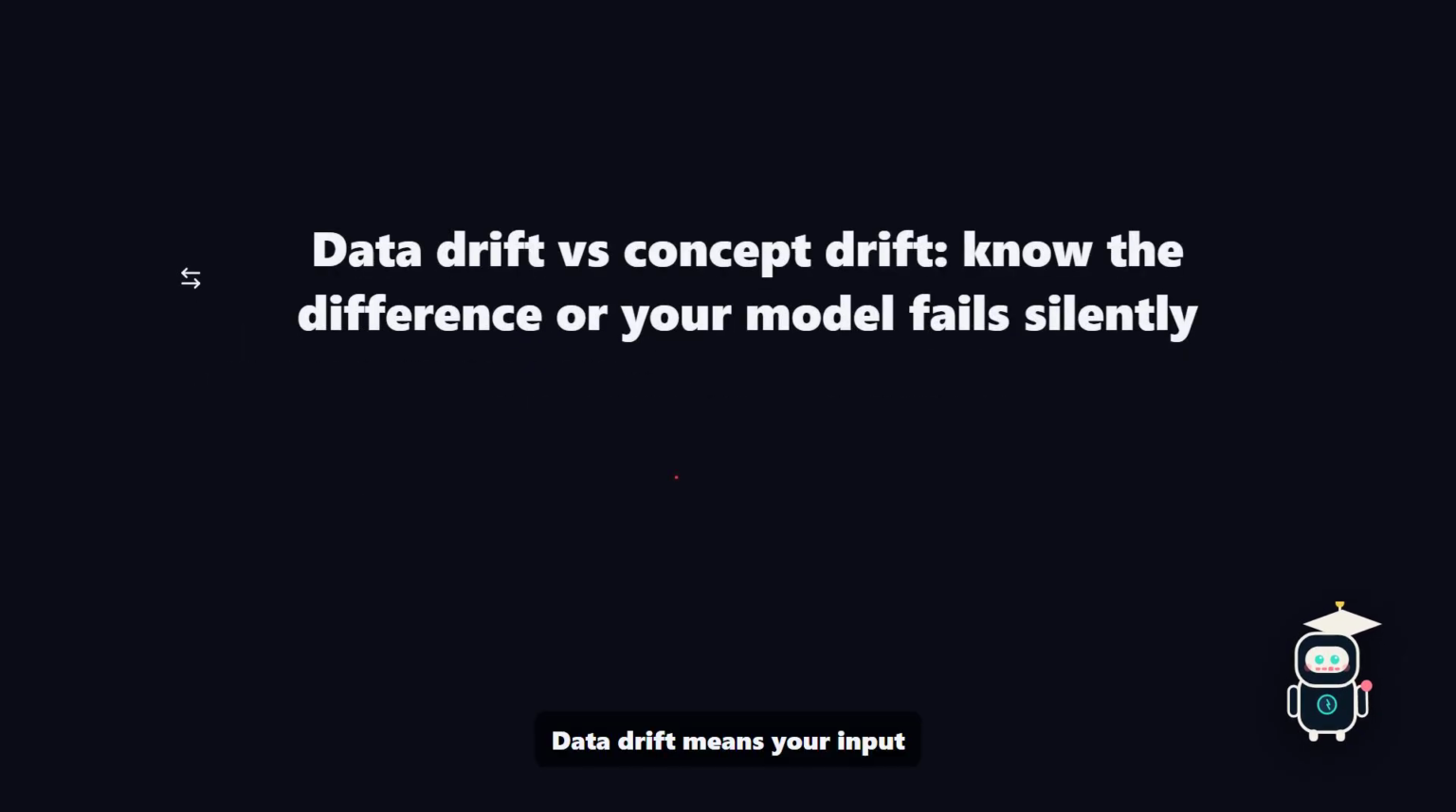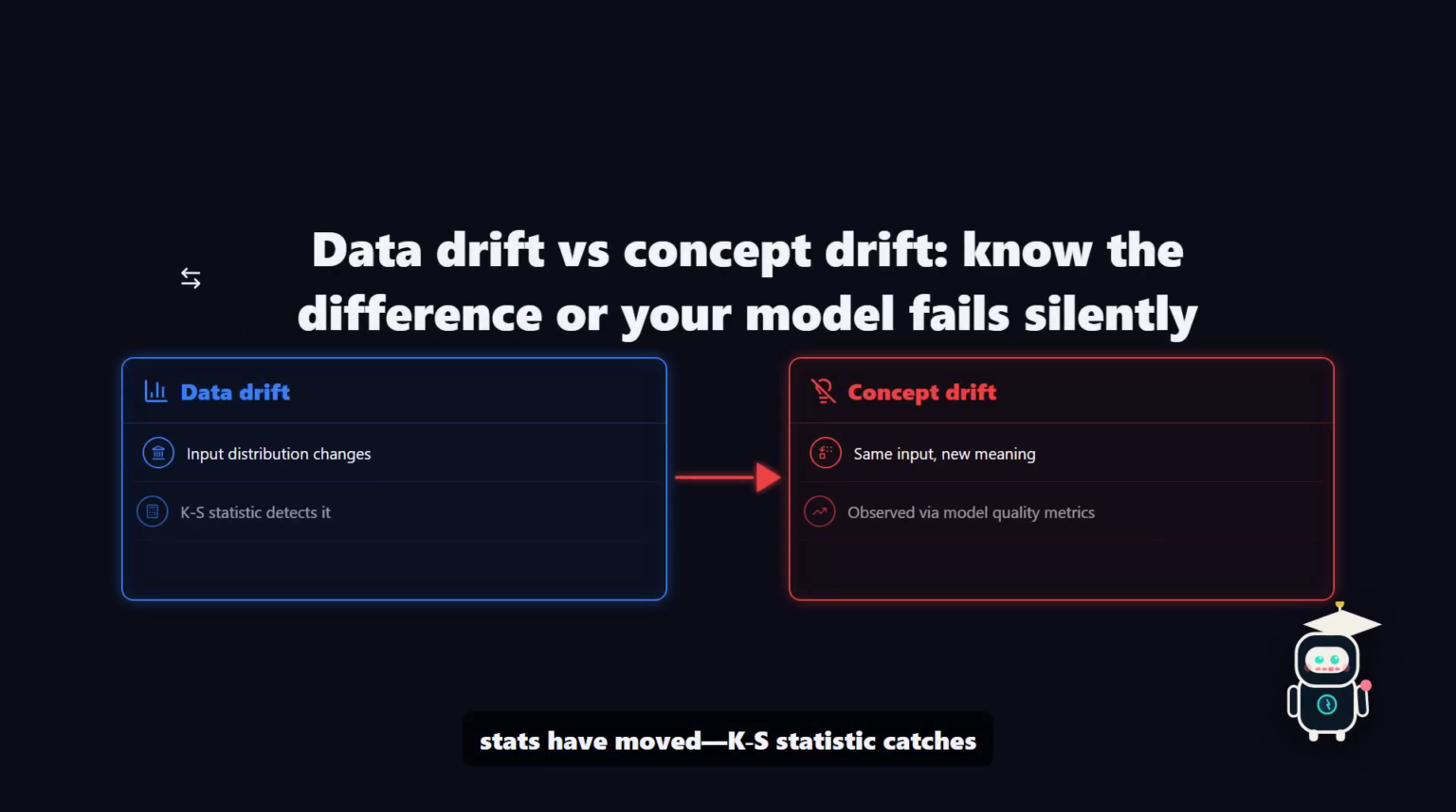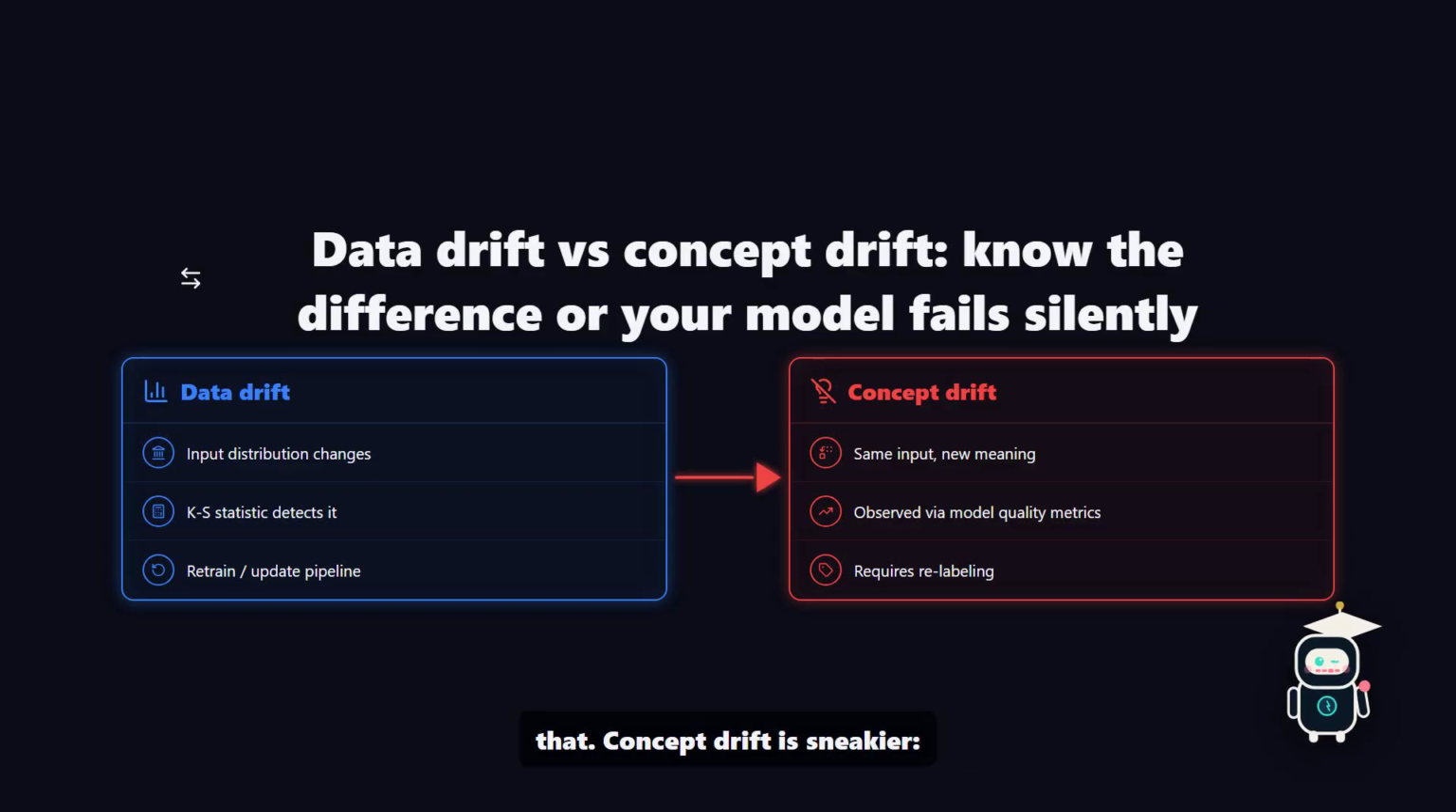Data drift means your input stats have moved. The KS statistic catches that. Concept drift is sneakier. The same input now means something different. Fraud patterns evolve, so your old labels become obsolete. Use model quality metrics to spot concept drift and be prepared to relabel.